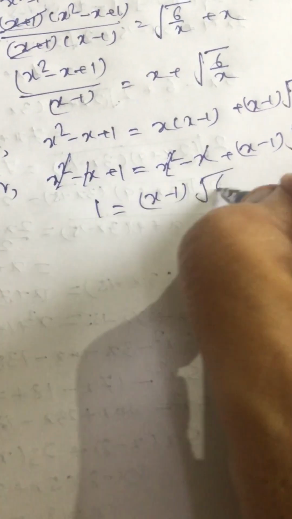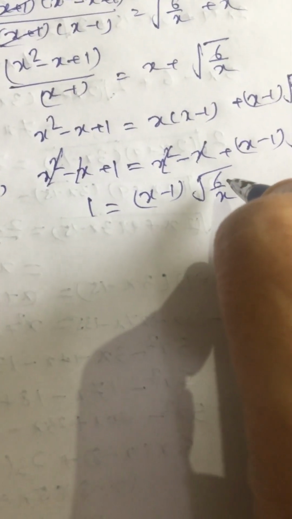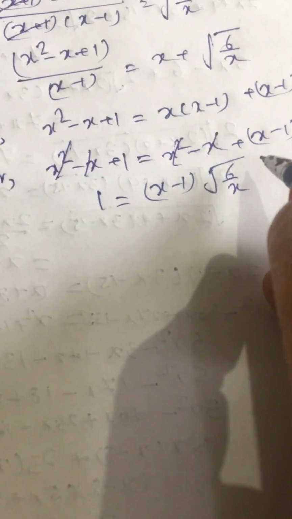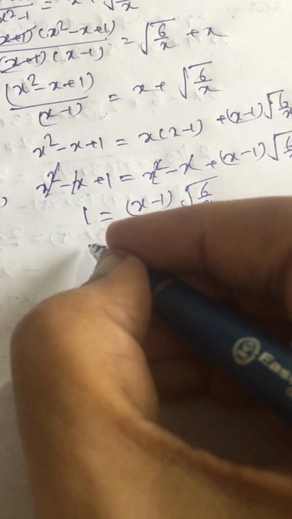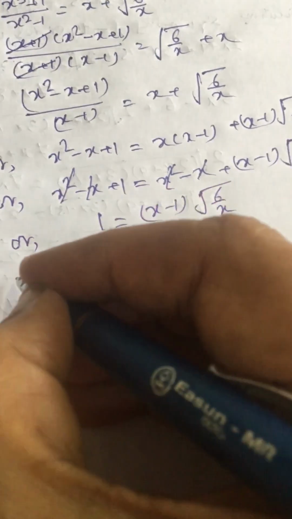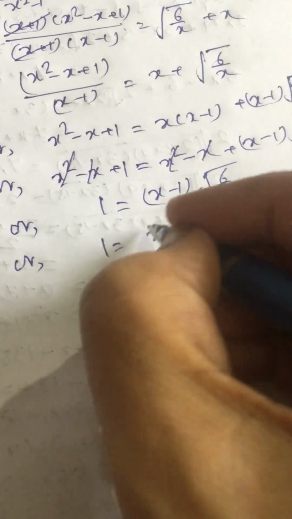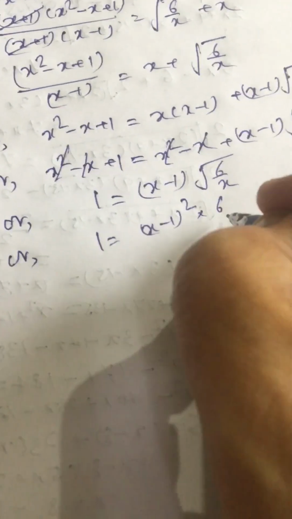1 equal to square root of 6 upon x. Now squaring on both sides, we get 1 equal to x square into 6 over x.